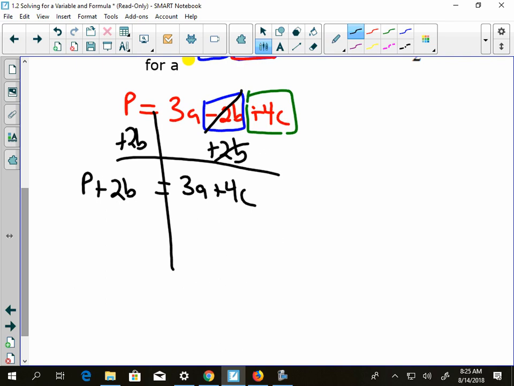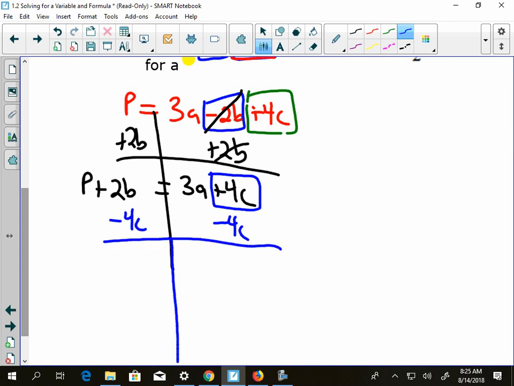Is my a all by itself? I still have to get rid of this 4c. So I subtract 4c from both sides. Is there anything over on the left that I can combine the negative 4c with? No, because I can only combine it with other c's. P plus 2b minus 4c equals, these cancel, 3a.